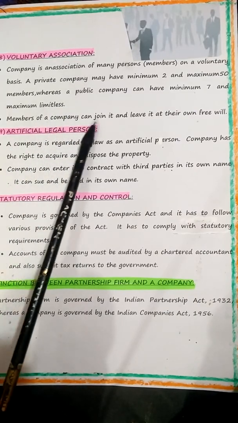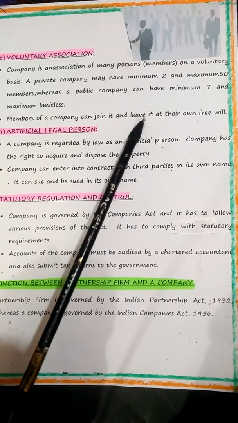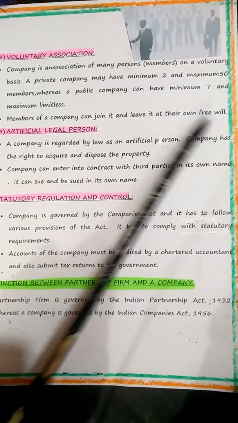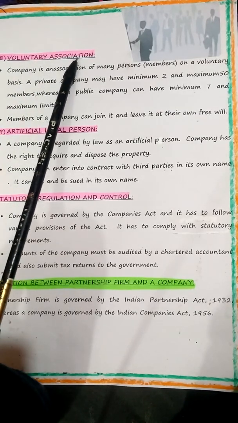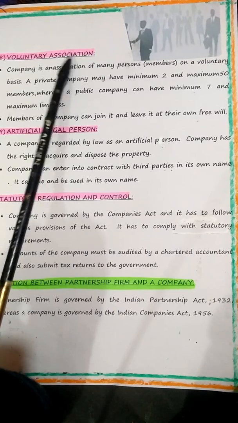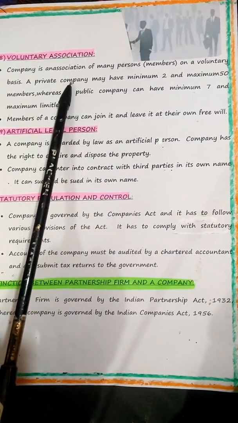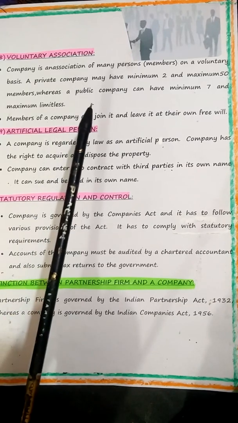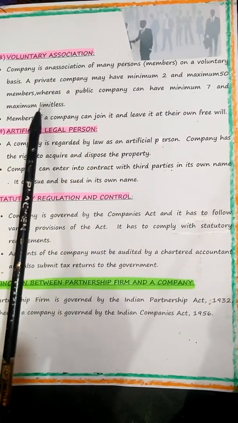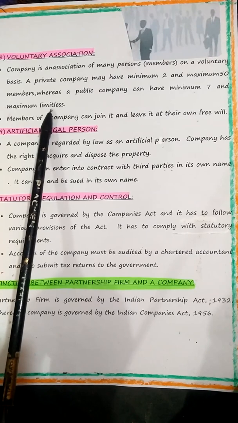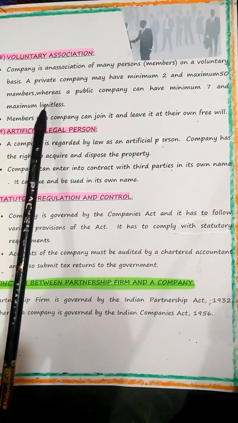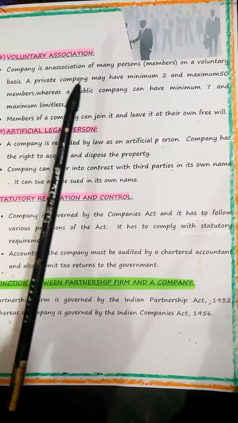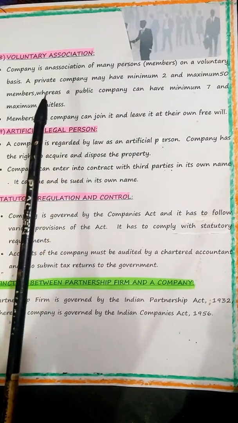Then members of a company can join it easily, freely, and leave it at their own free will. Own free will is nothing but voluntary. So you must quickly make a note. Voluntary is nothing but one's own free will. Association is a group of people joining together for a joint purpose. And the members, as I told you, in a private company there are minimum 2, maximum 50, whereas in a public company minimum 7 and maximum limitless. That limitless itself is a merit, children, because the maximum number of members is not fixed, so they can raise a huge capital.